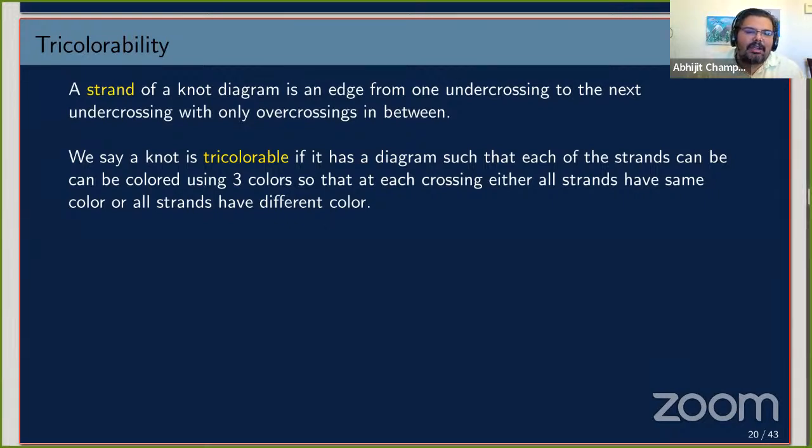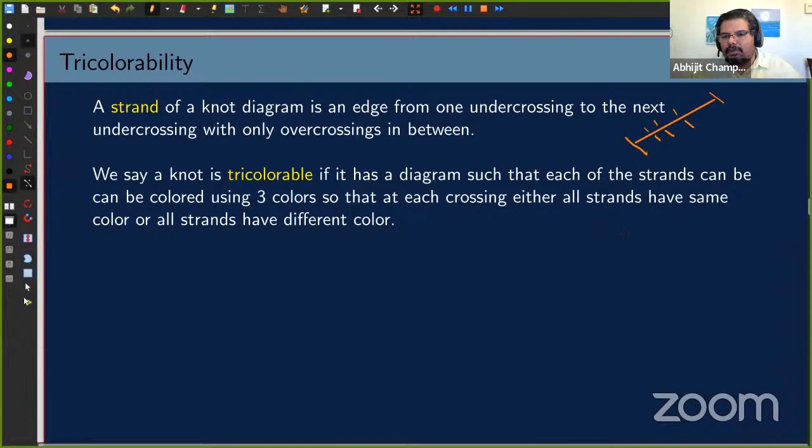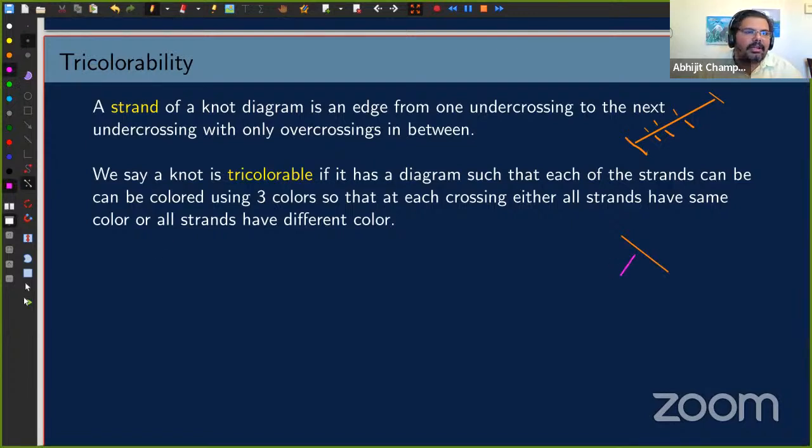So we have this idea of tricolorable knots. If you take a strand of a knot diagram, which just means an edge from one undercrossing to the next, something like this. This is a strand, and it can go over a bunch of strands. A knot is tricolorable if it has a diagram such that the strands can be colored using three colors, such that at every crossing, you are going to have three colors come up. There is a second color, and then there is a third color, like that.